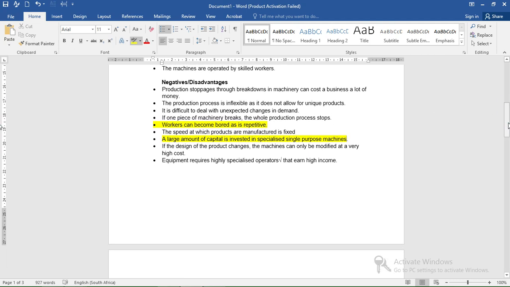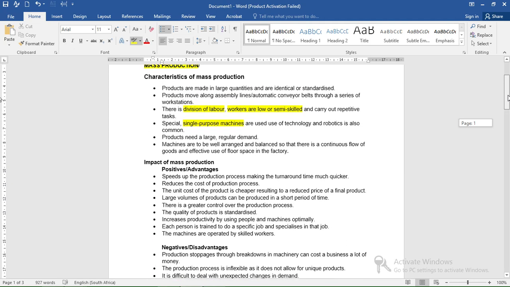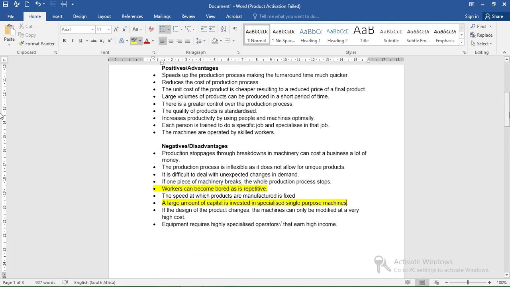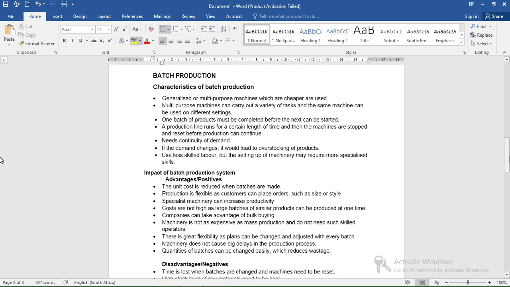I hope guys will understand. Guys, on the characteristics, advantages and disadvantages, just know 3 characteristics, know 3 advantages and 3 disadvantages. I've given you a lot so that you can make a choice on which ones are easier for you to understand and grasp, right? The next production method is batch production.